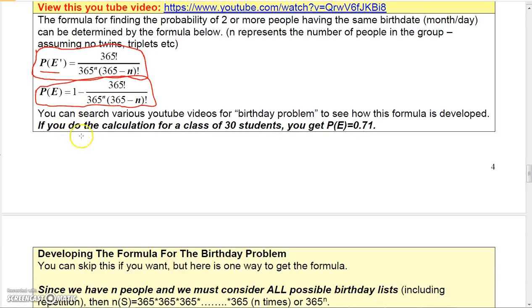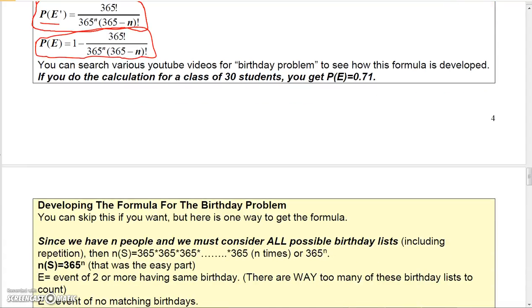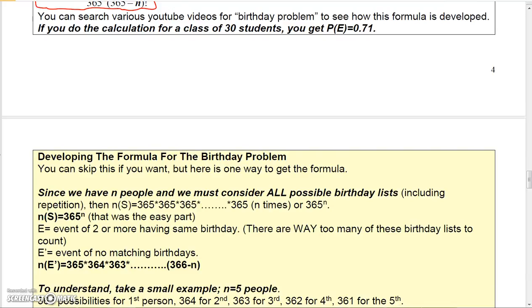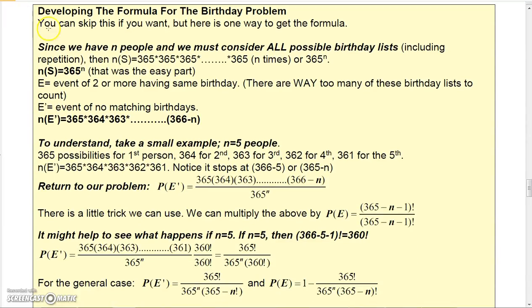Okay? Now, if you do some calculations, for 30 students, you're going to get about a 70% chance. And actually, when you get up to around 47 or 48 students, I believe is where you get 0.97. So believe it or not, you don't have to have as many students as you might think. Now, you can skip this if you want, but let me just go ahead and show you.